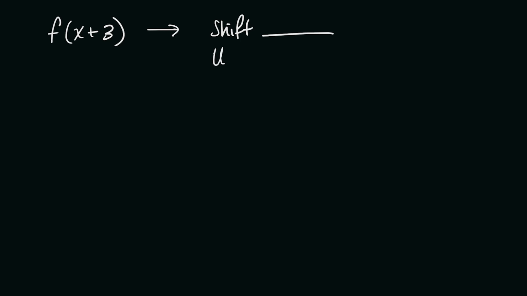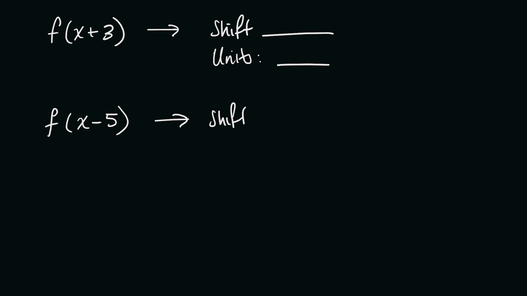So let's take a look at some examples here. Let's say that f of x plus 3. So it's this shift where, what motion is it shifting in, and also by how many units. And then you have f of x minus 5. What motion is it shifting in, and then by how many units here. So take a moment, pause the video here, and see if you can figure this out.